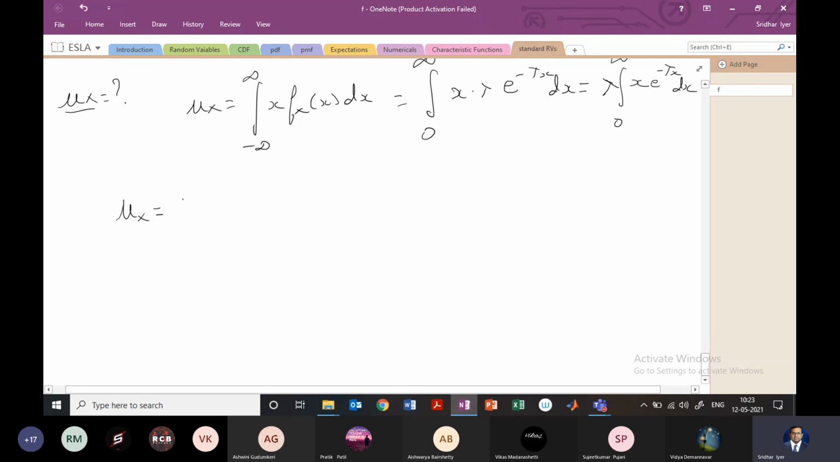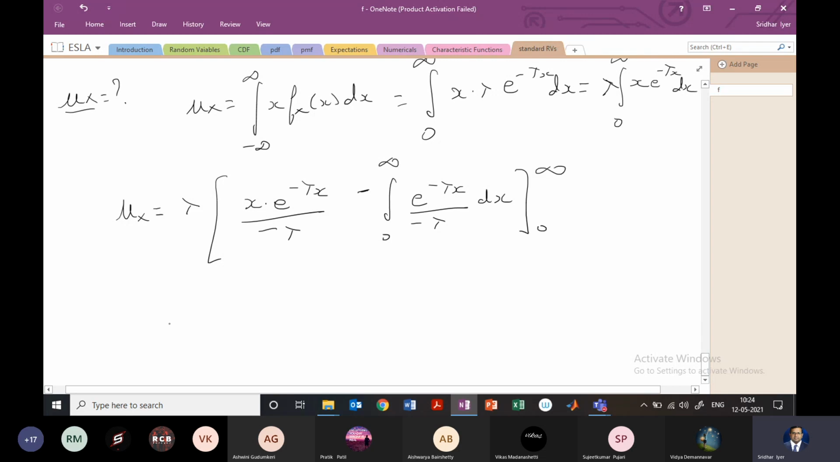Please check it. Lambda is the constant outside, and then we have x e raised to minus lambda x divided by minus lambda. So you have x times the integral of e raised to minus lambda x, that's the first term, minus integral 0 to infinity e raised to minus lambda x divided by minus lambda dx, and this goes from 0 to infinity, right? That is your integration by parts.